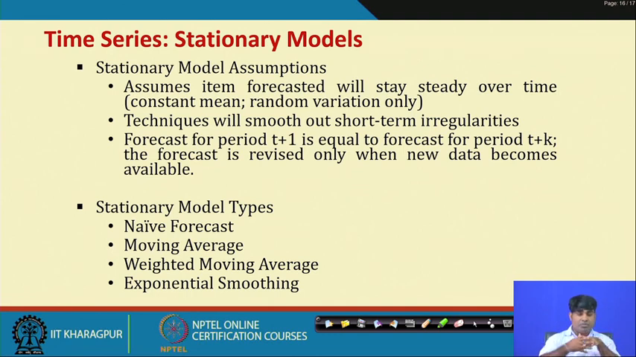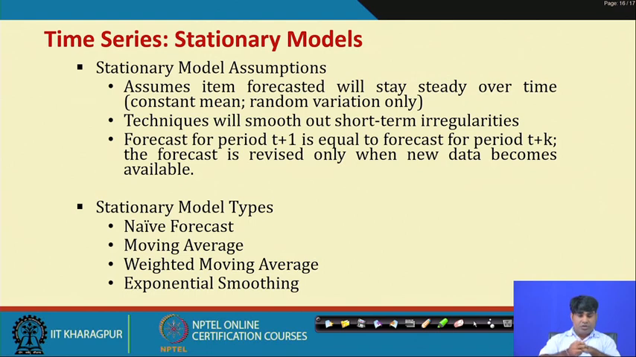In the time series stationary models, we have some stationary model assumptions. It assumes the item forecasted will stay steady over time, with constant mean and random variation, and the techniques will smooth out short term irregularities, and the forecast for period t plus 1 is equal to the forecast for period t plus k. That means these are the structures you like to bring so that the process can be generalized, and then we can develop a system through which you can do predictions and forecasting.